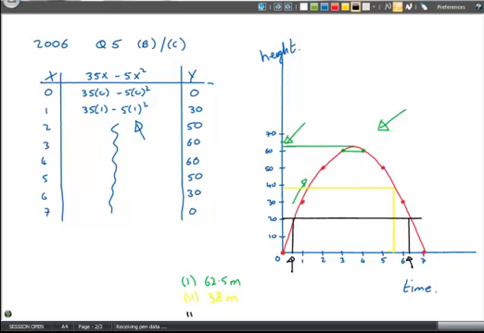So part 3, about half a second, so 0.5 seconds, and 6.2, 6.25. And that's that part of the question dealt with.